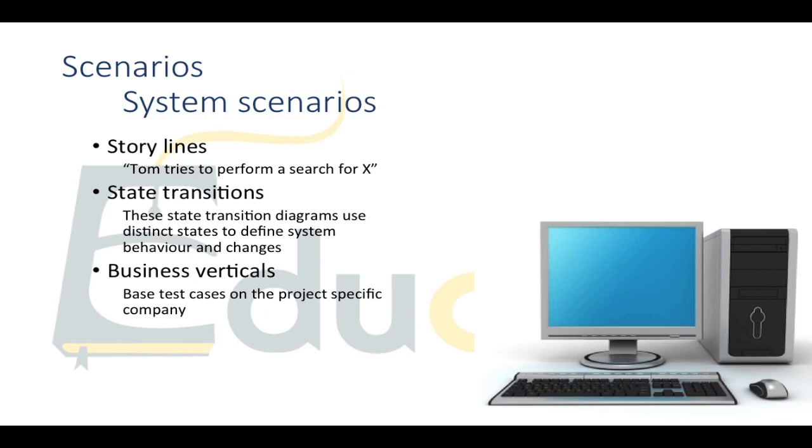So system scenarios or storylines. Tom tries to perform a search for X, as we just said. Now these are usually based on state transition models, which make use of state transition diagrams to describe the system behavior. These state transition diagrams use the distinct states to define system behavior and changes. Most current modeling tools contain some kind of ability to represent state transition models. The use of a state transition model can be most easily recognized as a logic state diagram and directed graphs for finite state machines.